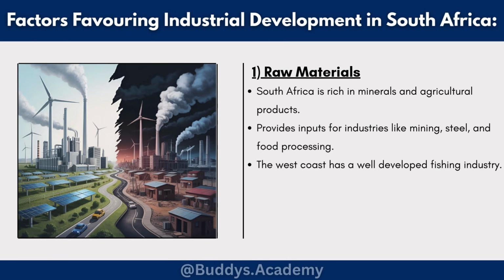Now, South Africa is going to be rich in minerals. So minerals such as gold, platinum, coal, iron ore, and it's going to have a lot of agricultural products. So it's going to have a variety of fruit and crops. And these are all going to provide inputs for industries like mining, steel, and food processing, right? Now, the West Coast will also have a very well-developed fishing industry.